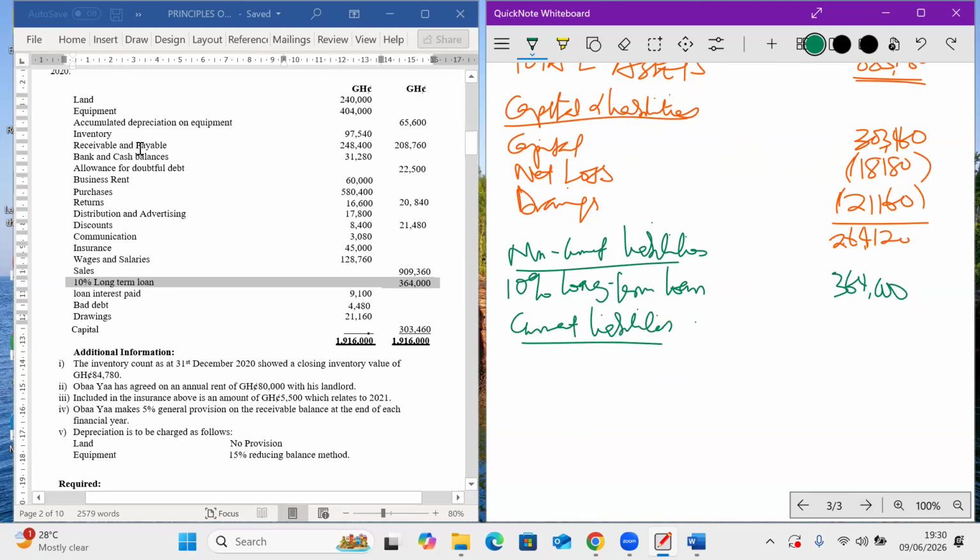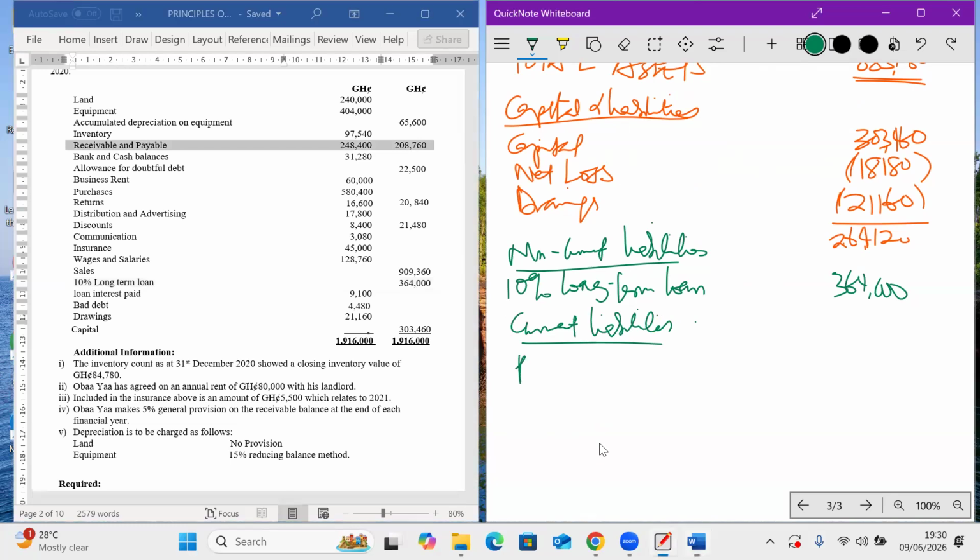The first item is the payable. Trade, so I can say trade payable, account payable, whichever payable. What's the figure? 208,760. Then you go to all the accruals.